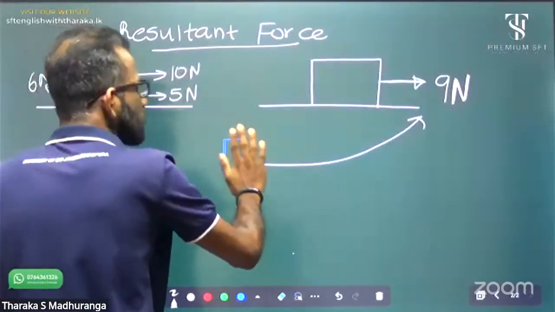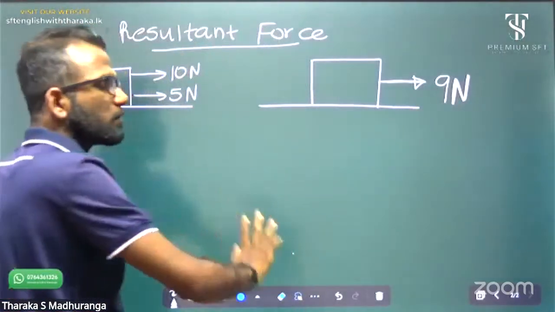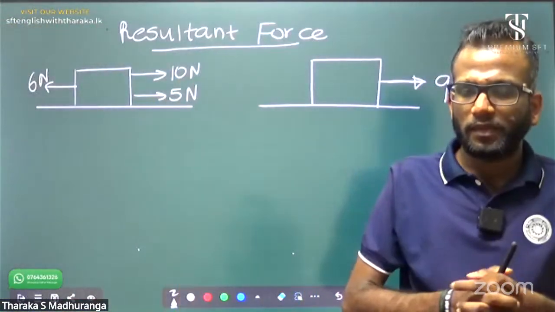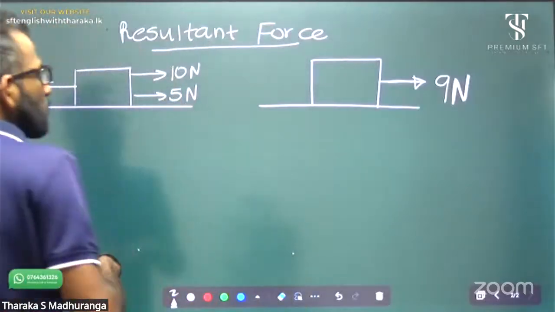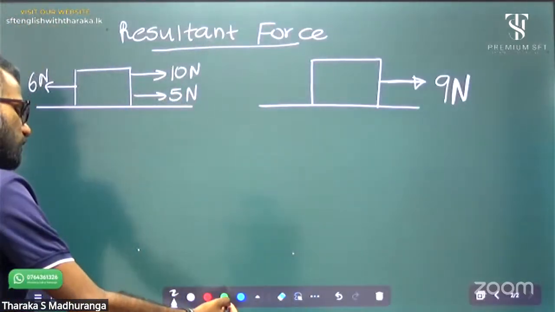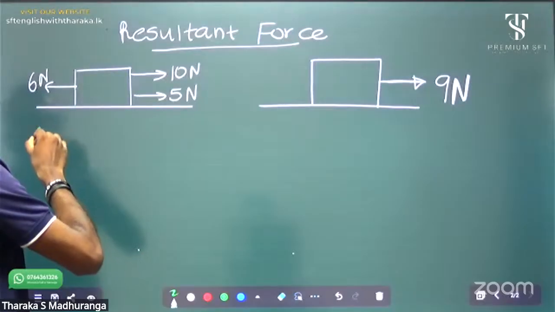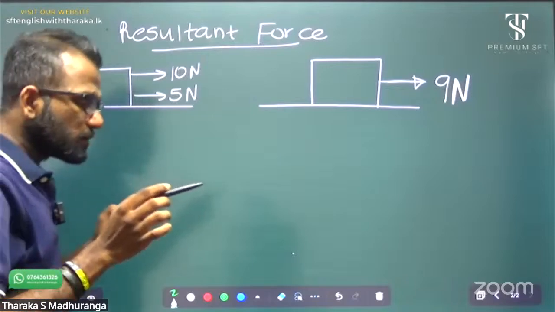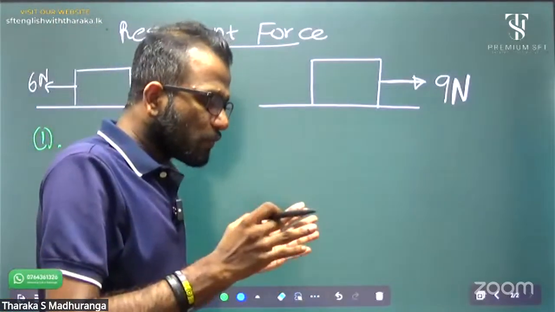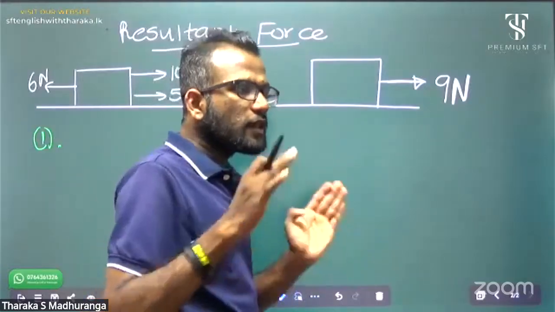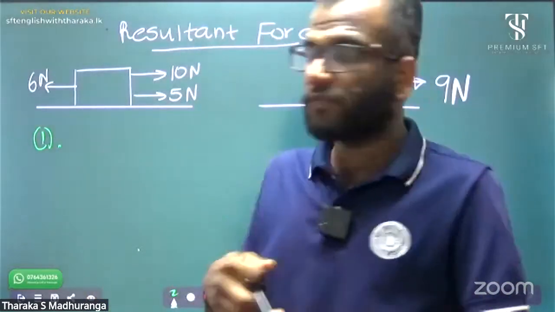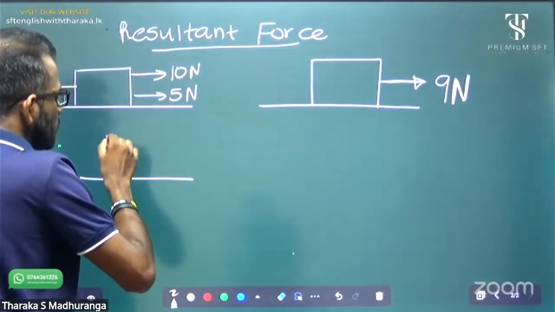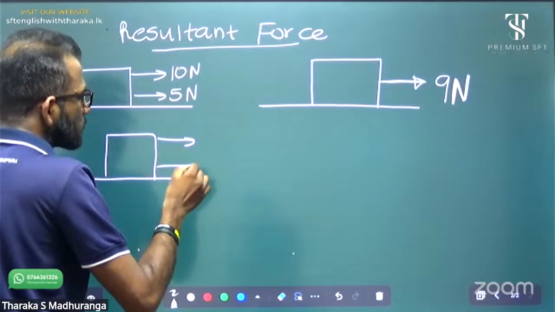Okay, I'm discussing this rapidly because we already discussed the theory in the theory class. Now, this first time, I'm summarizing the resultant force lesson. The first scenario: two forces acting along the same direction. How do we get the resultant force?